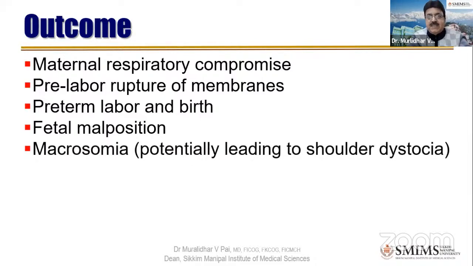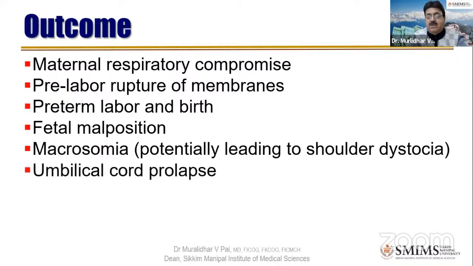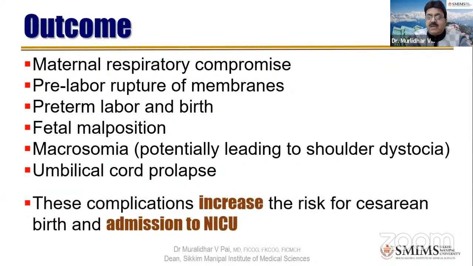Macrosomia, again, is not due to polyhydramnios, rather it is due to the same cause which gave rise to polyhydramnios, that is diabetes, and that will pose additional problems in terms of shoulder dystocia and others. Umbilical cord prolapse, this I already told you, when there is a gush of fluid in a high pressure polyhydramnios situation, and if the cord is somewhere near the os, it will definitely come out if the head is not engaged or fixed. These complications increase the risk of cesarean birth and admission to NICU, obviously.